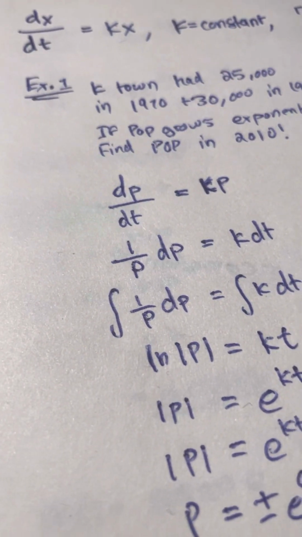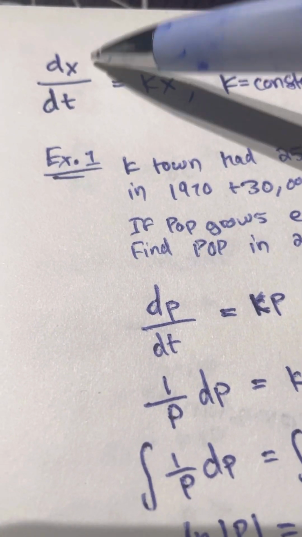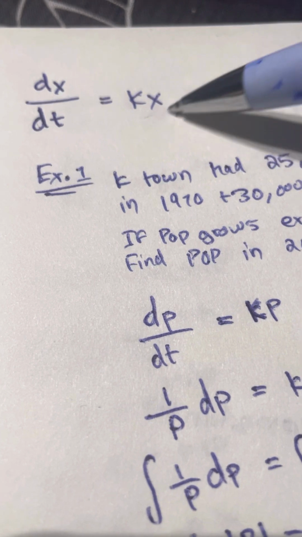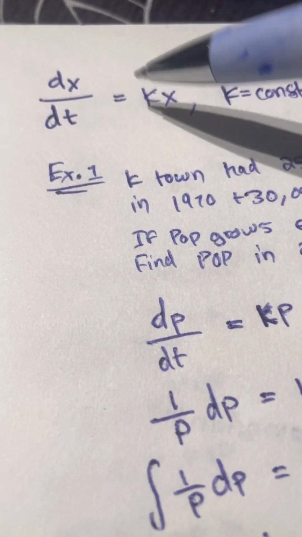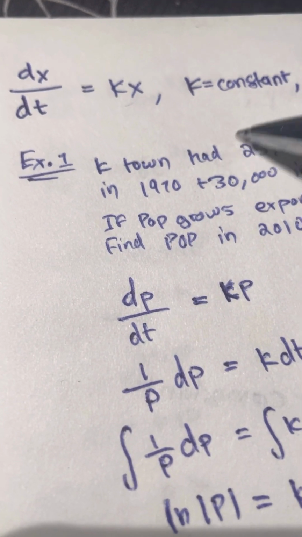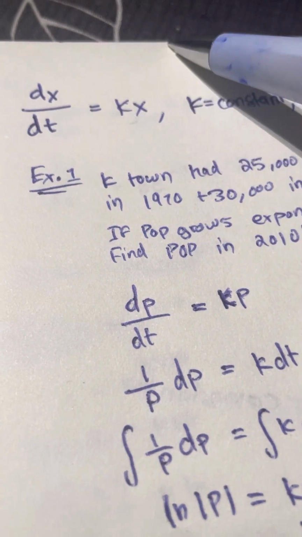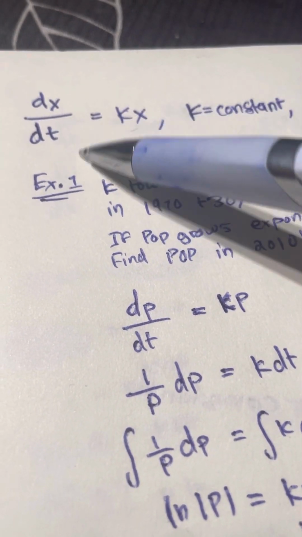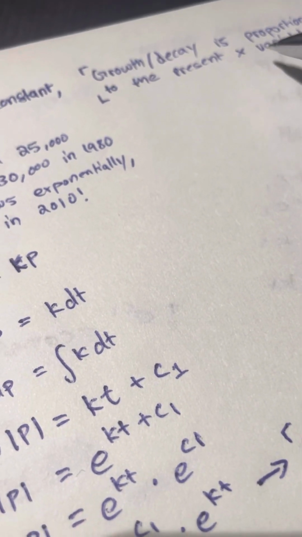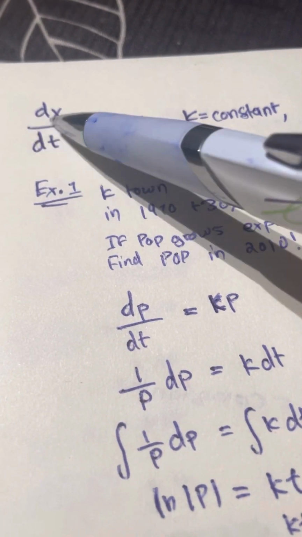Next, we have a growth and decay problem. So we know that our formula for growth and decay in differential equations is dx over dt equals kx. And the reason for this is that in growth and decay, k is the constant of growth. The growth of x over t is proportional to the amount of the present x variable.